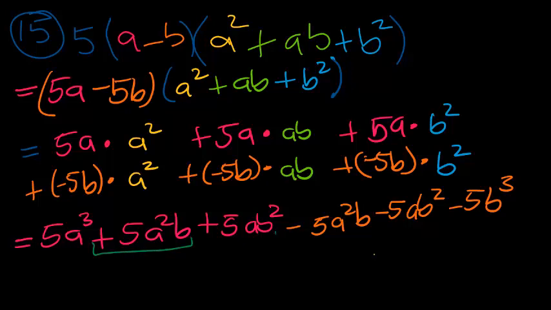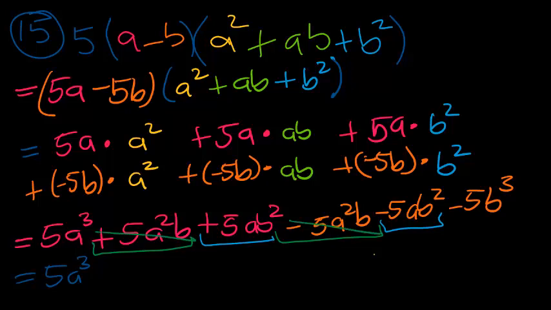Now I look for like terms. I've got that one there and that one there, and my second like terms are going to be that one there and that one there. So I start off by saying 5a cubed. Minus 5 plus 5 is 0, so this cancels out. I don't write anything there. Plus 5 minus 5 is 0. These two cancel out. I don't write anything there. Minus 5b cubed. That's my final answer.